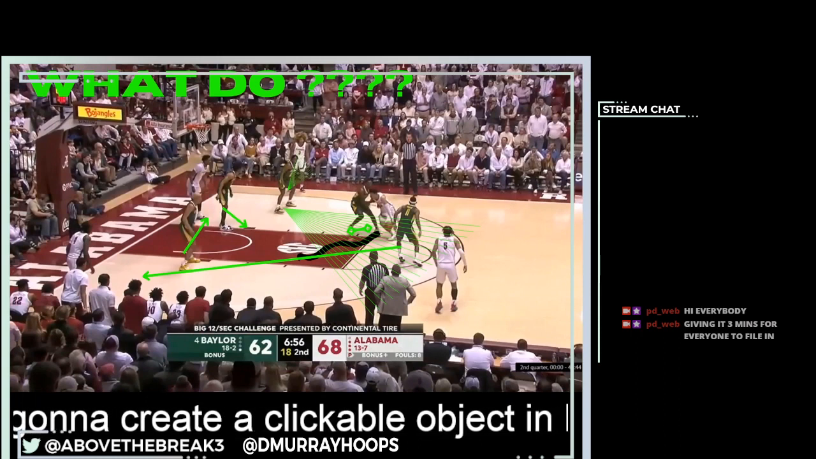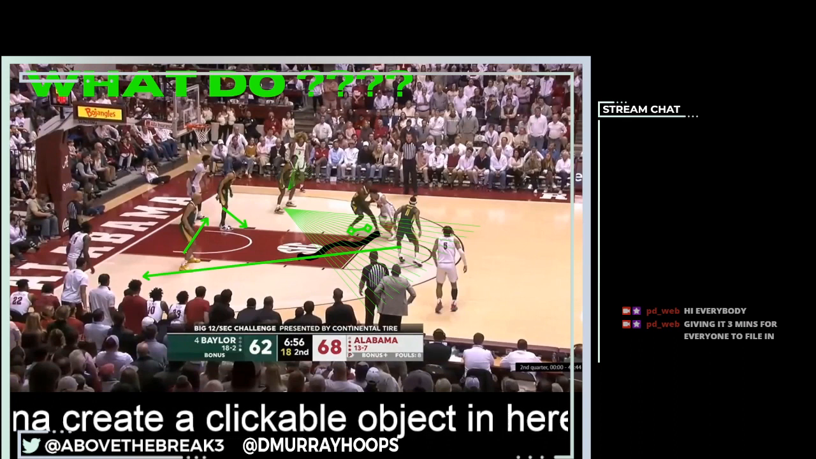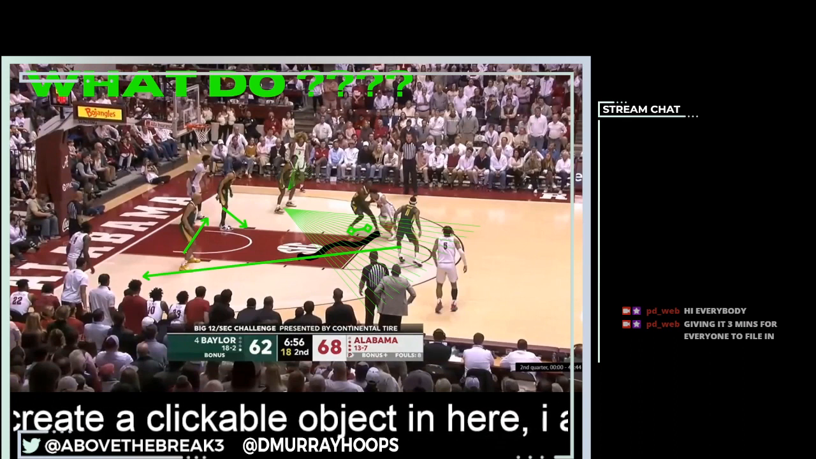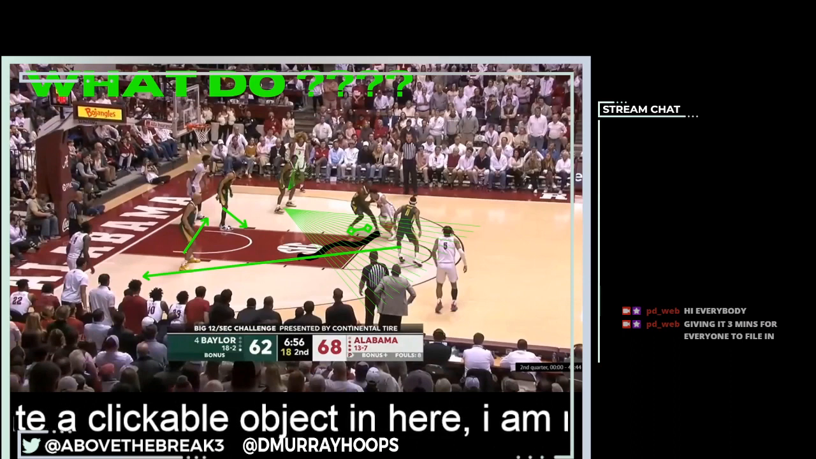Did you put the screenshot of JQ under the basket where you're like, what pass do you want him to make? No, I didn't do that in this one.